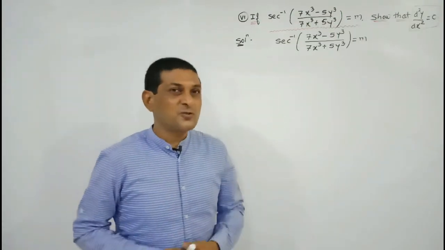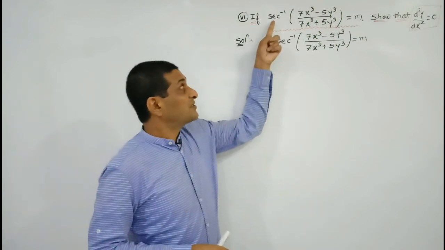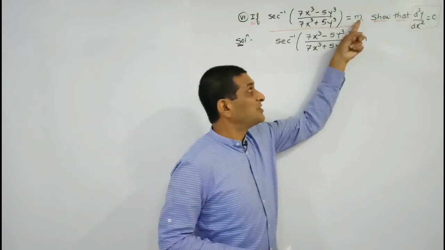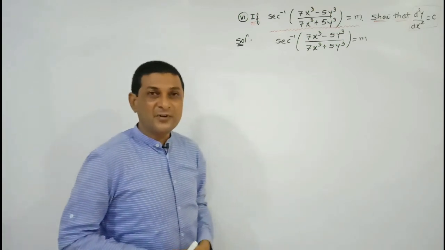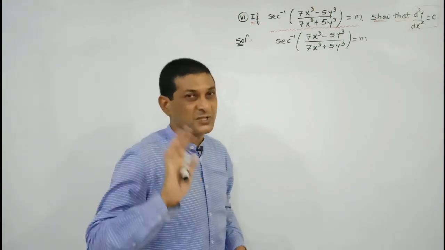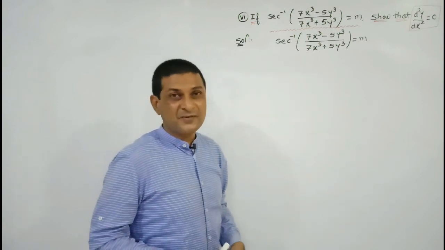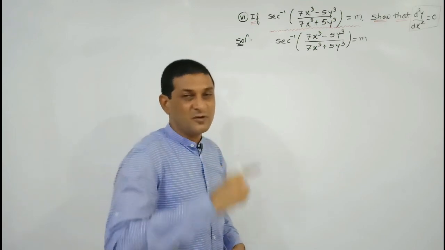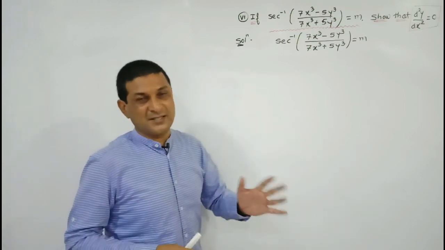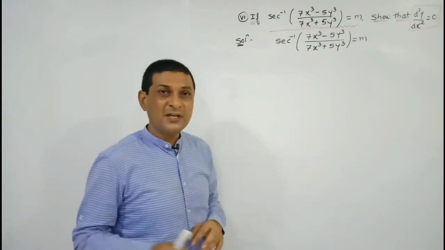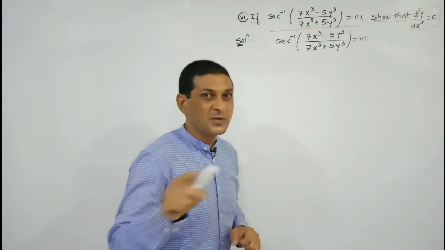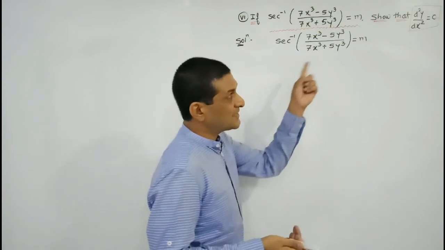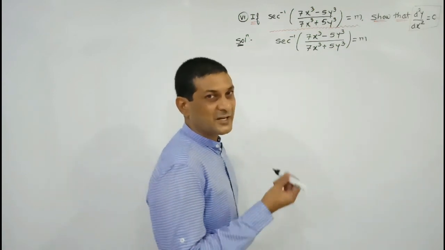Right. Now let us try to solve example number 6. What is the given function? Sec inverse of 7x cube minus 5y cube upon 7x cube plus 5y cube is equal to m, and we have to show that its second order derivative will be equal to 0. So here we can observe that this is an implicit function, and such type of example we already solved in the exercise of implicit function, and in such cases near about 6-7 examples are there of this type, in which we have shown that first order derivative will be equal to dy by dx. Let us again use the same method to find first order derivative dy by dx, and later on we will try to find out its second order derivative also.